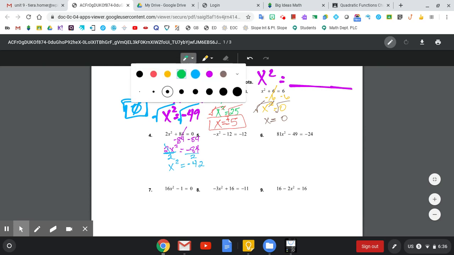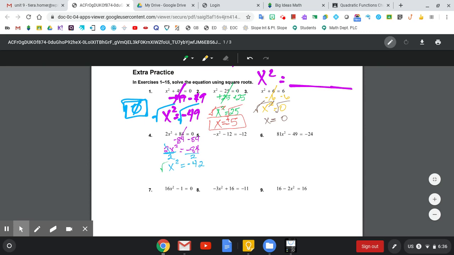Then the next step to solve, I would want to take the square root of both sides because I want this squared and square root to cancel each other out. But notice over here, the square root of a negative 42. What happens if you're taking the square root of a negative? Good, it's just like that number 1 example. You're going to get no solution. And if you need to put it in the calculator, put it in the calculator.